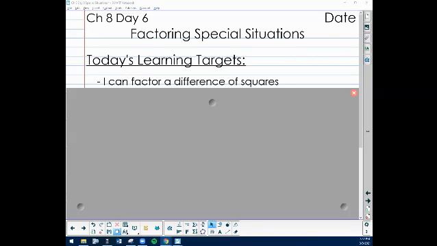Today we are on Chapter 8, Day 6, about factoring a special situation. After today we will have learned all of our factoring techniques and we will be pros. So our learning targets for today are: I can factor a difference of squares, and the difference of squares is our special situation for today.